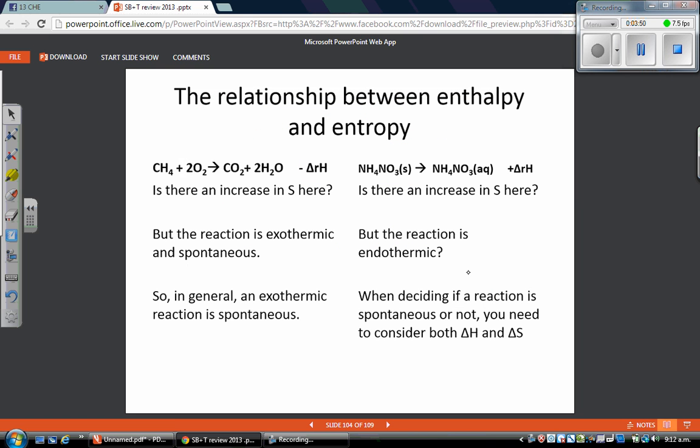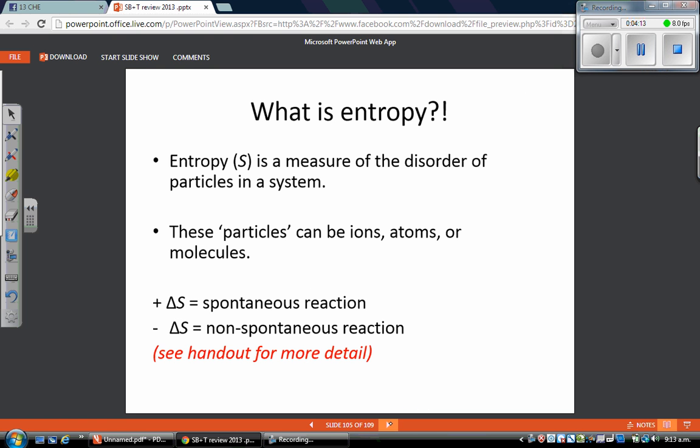But the reaction is endothermic, so the take-home message is, when deciding if a reaction is spontaneous or not, you need to consider both the change in enthalpy and the change in entropy. It's not enough to just say the reaction was exothermic, therefore spontaneous, or vice versa, the reaction was endothermic, therefore non-spontaneous. It's not enough to say that. So what sort of questions will you be asked in an exam paper?